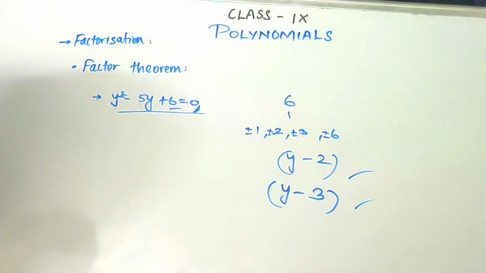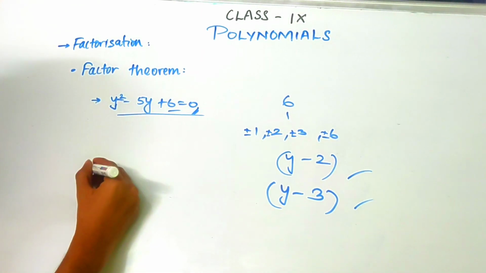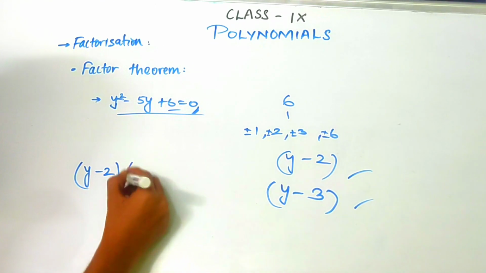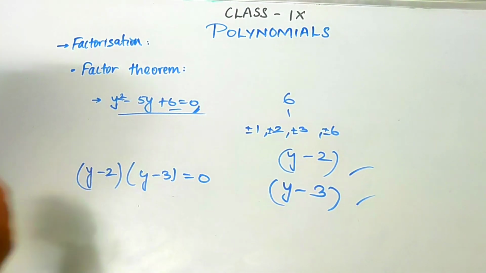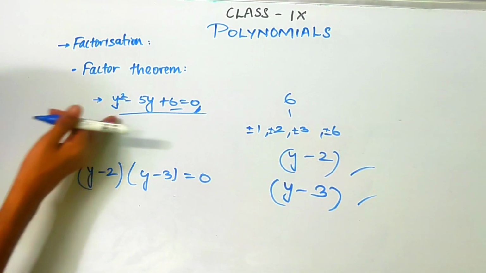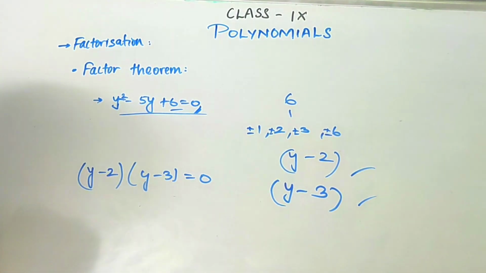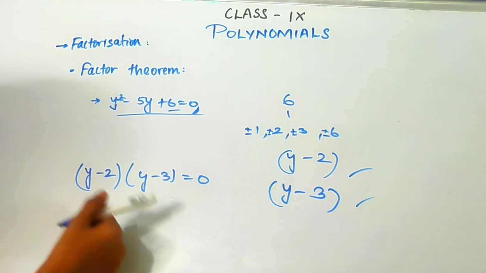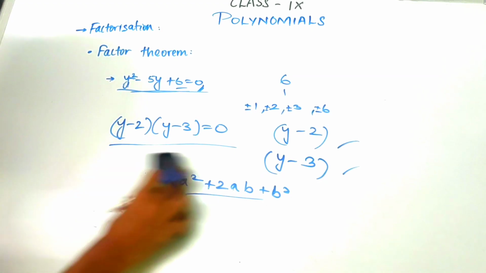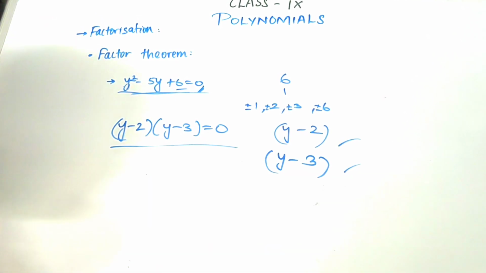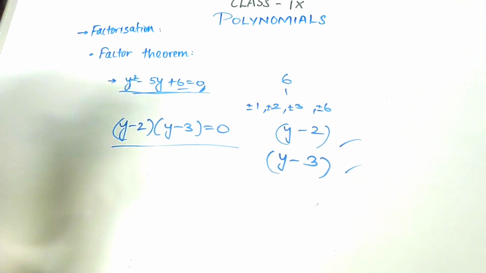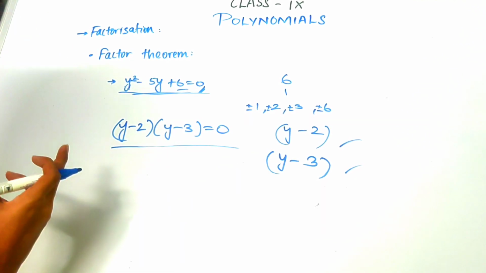Well, when we get those two factors, just write them in product form. So y minus 2 times y minus 3 equal to 0 is our final equation. We tried this with the method of middle term splitting, and we got the same factorization, the same answer as y minus 2 times y minus 3 equal to 0. So with this, you have understood two different types of factorization methods, which are the factor theorem as well as the middle term splitting method.